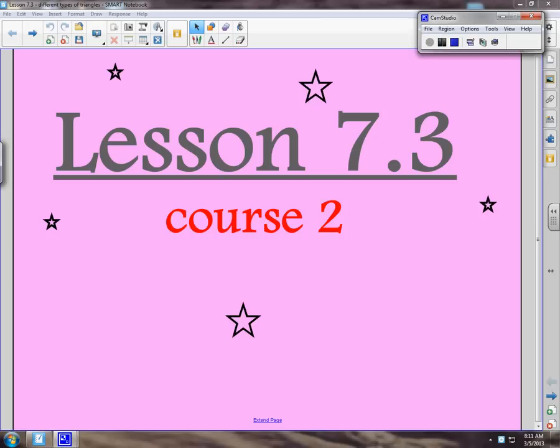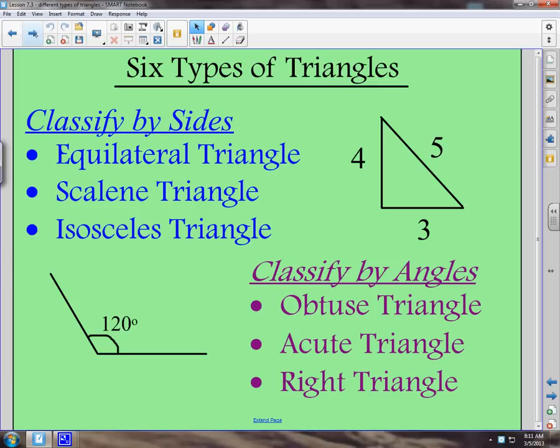This is lesson 7.3 for course 2. 7.3 is all about triangles. So on your paper, title it triangles. And there's 6 types of triangles. Okay, so here are the 6 types. There's 3 bullets here in blue and 3 bullets in black.